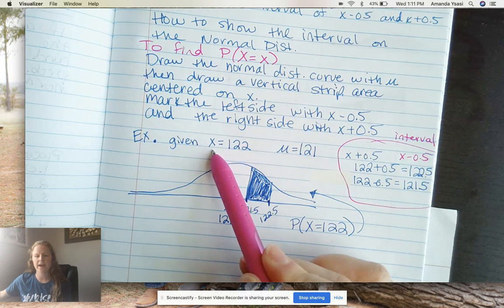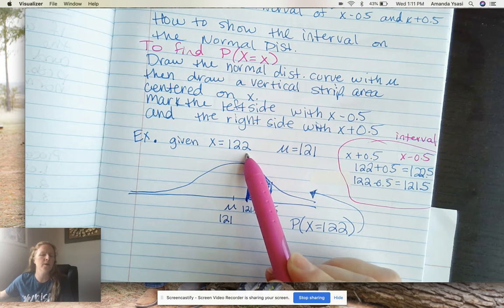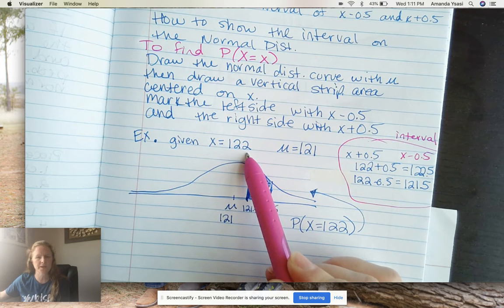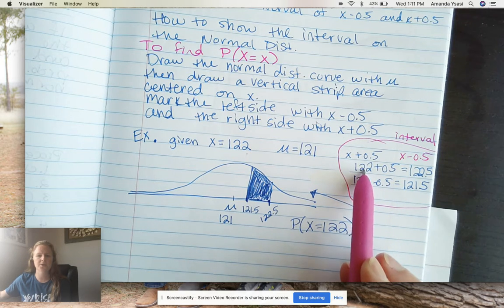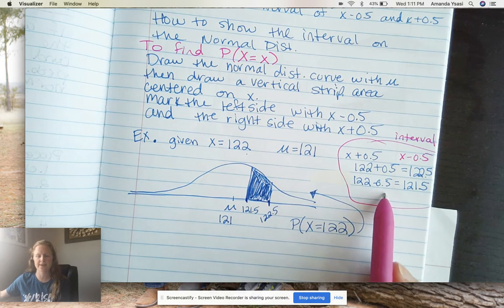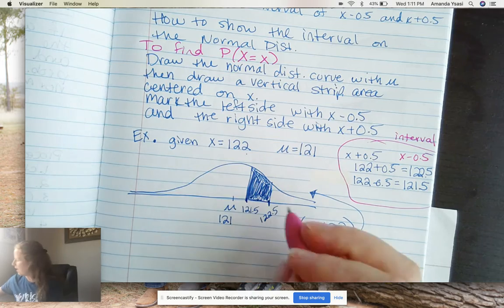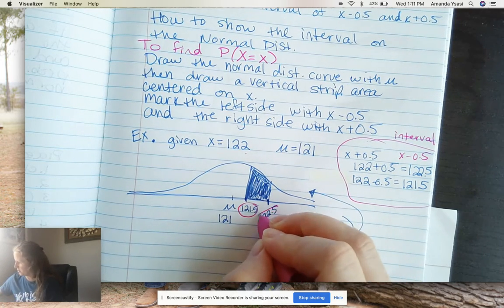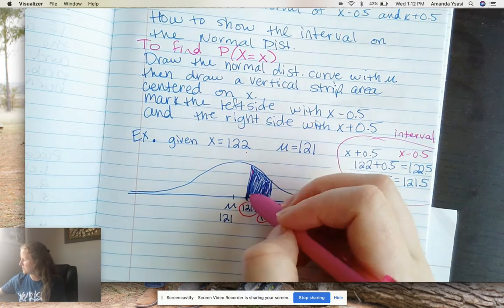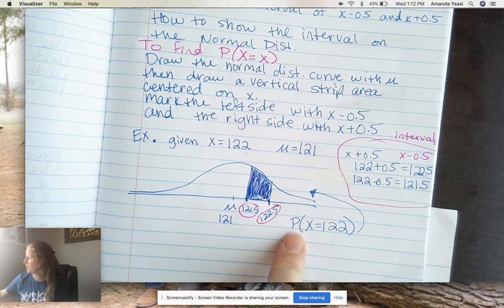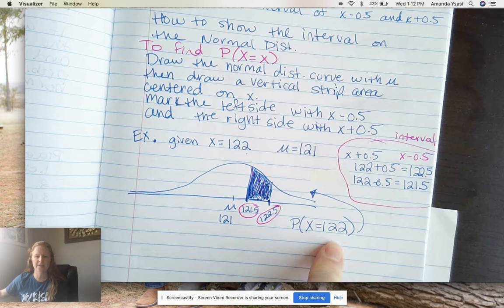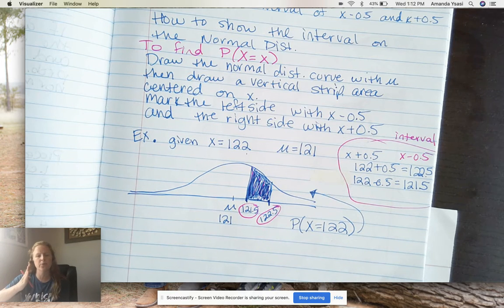So if our x is 122, we're finding out when x actually equals 122. Then we'll do an interval. We're going to say 122 plus half and 122 minus half. So we get this interval of 121.5 and 122.5, which makes this vertical stripe area. That's what we would find when we want the probability that x actually equals x. It's not just a line anymore. We're actually doing an interval between plus 0.5 and minus 0.5.